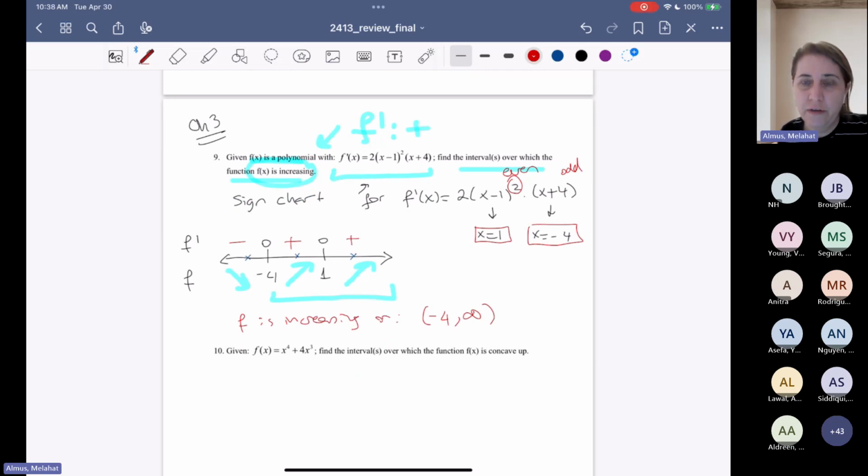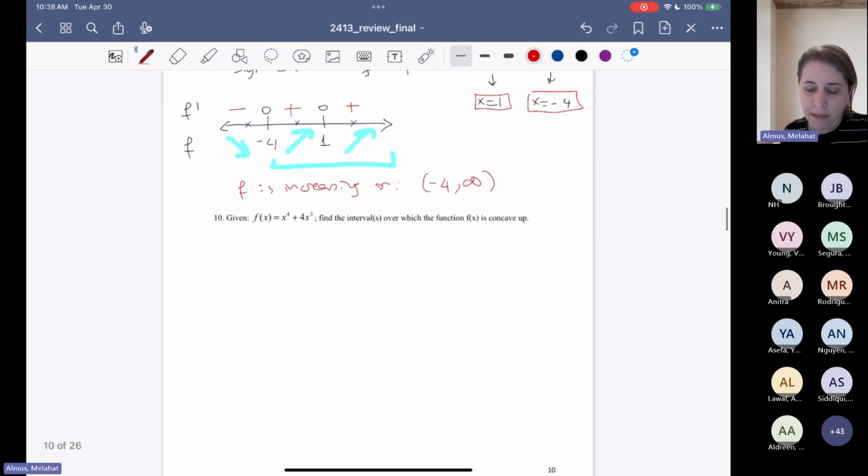So if the derivative is given, and the question is increasing or decreasing, your job is to use a sign chart for the derivative. F prime is positive, means your function is increasing. F prime is negative, means your function is decreasing. Okay. Another topic is concavity.